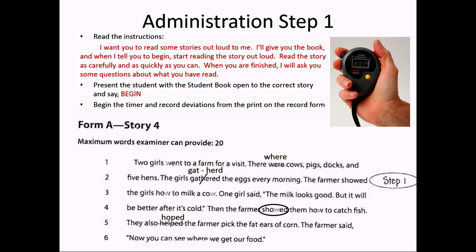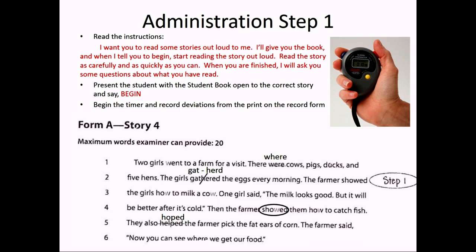All right, when we look through this one, it says, "Two girls went to a farm for a visit. There were cows." So the child said "where" instead of "were," so you cross out the word "were" and write the word "where." "Pigs, ducks, and 5 hens. The girls..." and then the child was trying to sound out this word, and they said "gat heard," so they didn't recognize the TH as a phoneme. So you're going to draw a line through the word and phonetically write what the child said above. "...eggs every morning."